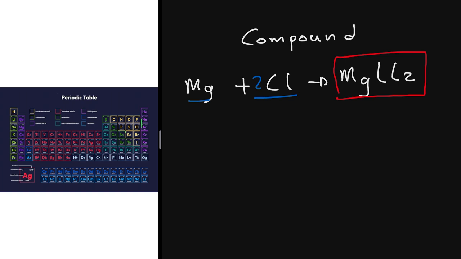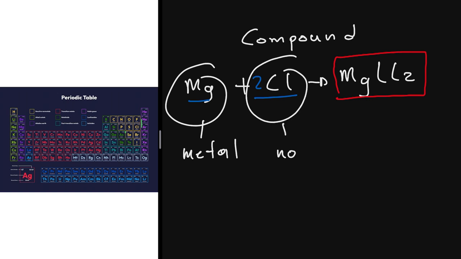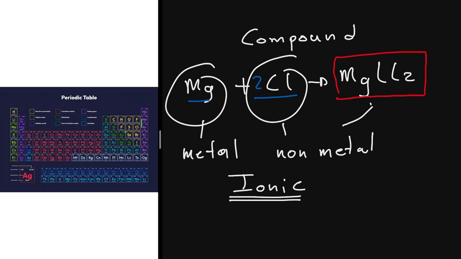This is an ionic compound because we have a metal that is bonding with a non-metal. So if we have a metal and a non-metal, that is called an ionic compound. This ionic compound is formed when a metal and a non-metal combine. So let us first start to learn how to actually label an ionic compound.